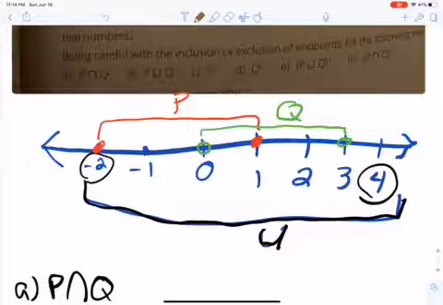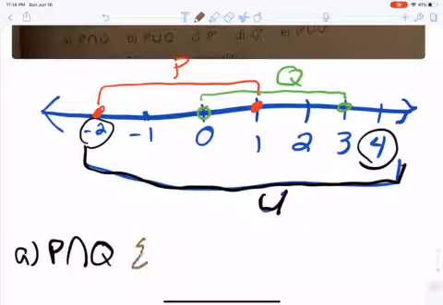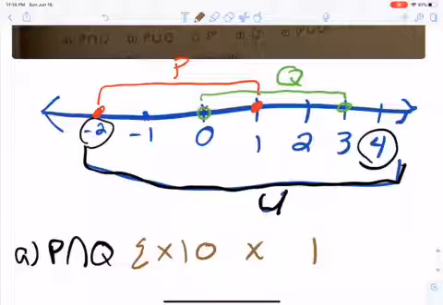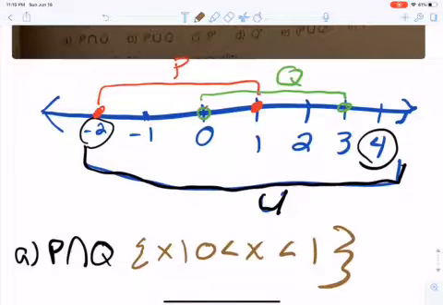In order for them to intersect, the number has to be in both. Now, 0 is not in the green one, but it is in the red one, since the red goes over the 0. But it's not in the green one, so we do not include it. So this set would be the set of x's such that x is between 0 and 1. The way I like to do it is put 0, then x, then 1, and always use less than symbols on both. So x is between 0 and 1, and we can close our set.